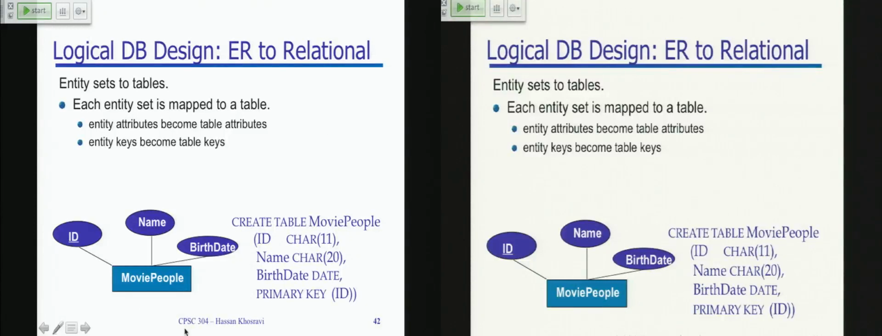Each entity set could be mapped to a table. So if I have an entity movie people with a bunch of attributes, I can take that entity and have a corresponding table for it. So that would be create table movie people, I have ID, I have name, I have birthday, these have types, and then I have primary key, which is ID. Since the primary key is only one attribute, I could have just added primary key on this line here as well. Okay, so entities are pretty easy. Doesn't really need much thinking, there's not much choices to be made. You take it and you can have it as a table.